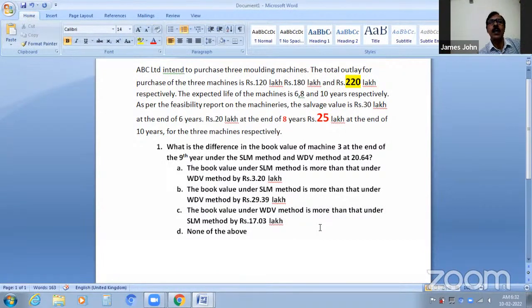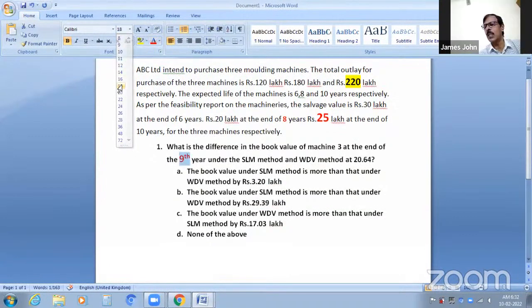How much? 7.03. No, the final answer. We have not reached the final answer. You have to calculate the book value under the straight line method. How much is the book value under the straight line method? 44.5. Fine. Now go for the sum of the years digit method.